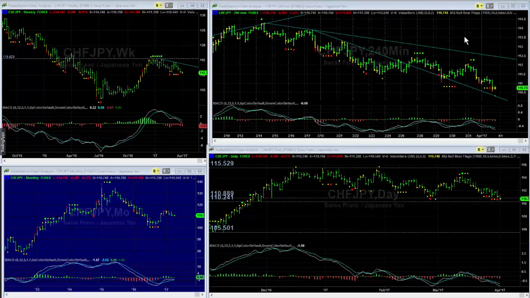For the Swiss yen, you can see that after breaking, we're sitting in between these two supports here, 110.889 and 110.241, and we've broken through that support. So looking for this one to head lower. It does look quite bearish.